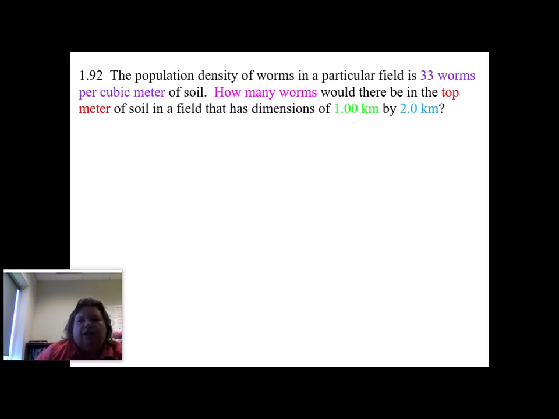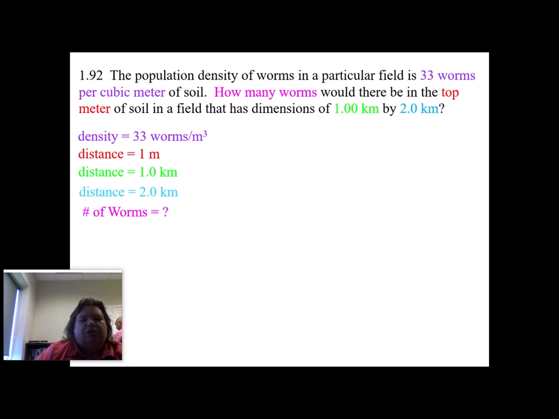Okay. So again, I've colored some things. I have 33 worms per cubic meter. So I wrote that as a fraction. I have a distance of, it says the top meter, so the distance is 1 meter. I have a distance of 1 kilometer. I have a distance of 2 kilometers, and the question is how many worms? So number of worms with a question mark.